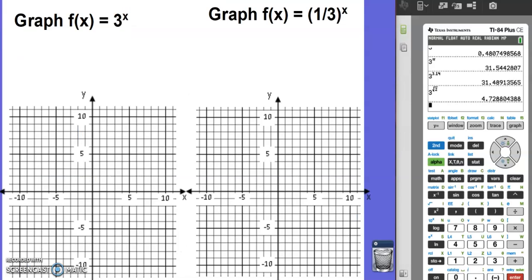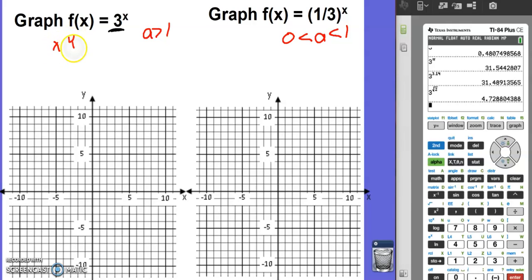Let's look at how to graph functions. Here I want to point out something. Notice the base is bigger than 1 on this problem. So this is 3 to the x power, and this is 1/3 to the x power. These are both exponential functions, but here a is greater than 1, and here a is less than 1, though remember it's still greater than 0.